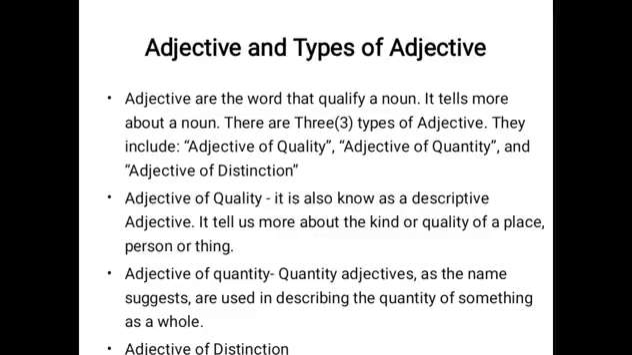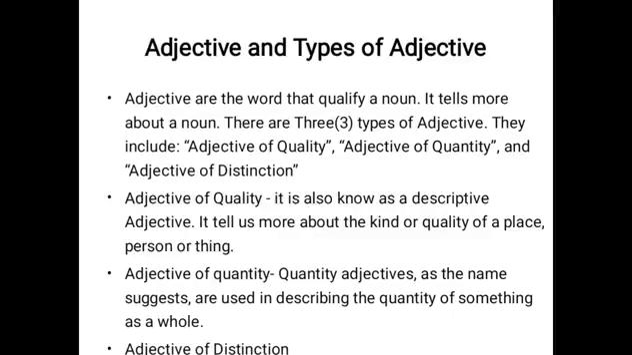So adjective of quality is majorly known as a descriptive adjective. It tells us more about the kind or quality of a place, person, or thing, giving us additional information about the quality of a place, a person, or a thing. So now we have adjective of quantity.